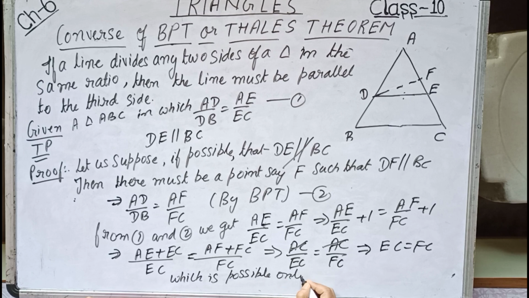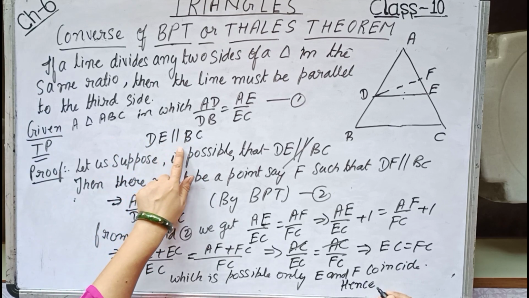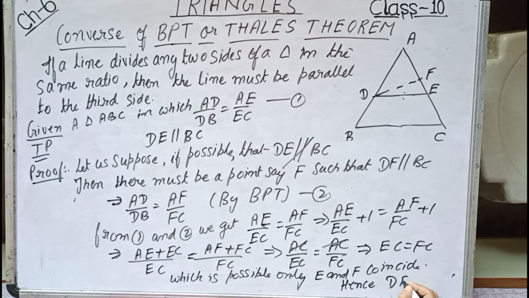only when E and F coincide. That is, a small length cannot be equal to the bigger length from the same point. So this is possible only when E and F coincide, hence proved. Hence what we have to prove? DE is parallel to BC.